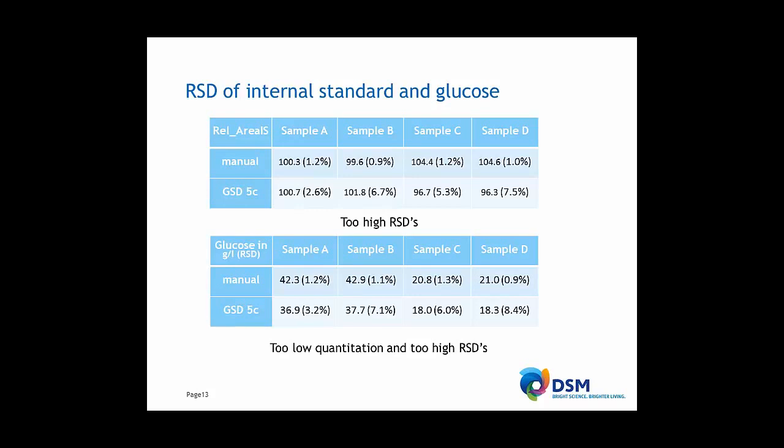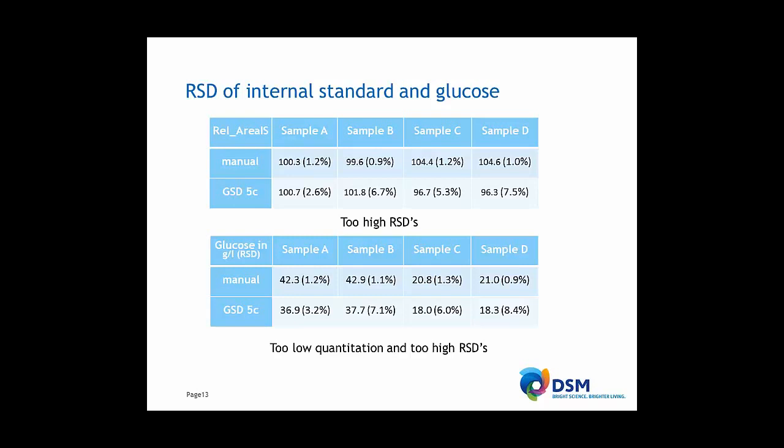So here I have a statistical layout, so you can see the relative areas plotted over here in the manual processing, together with the relative standard deviation for that sample. And you can see the differences between manual processing and global spectral deconvolution with 5 cycles: the relative standard deviation with global spectral deconvolution was much higher than actually was expected.